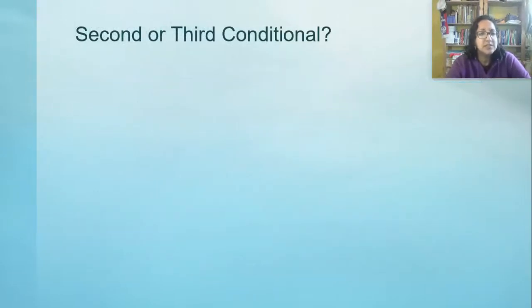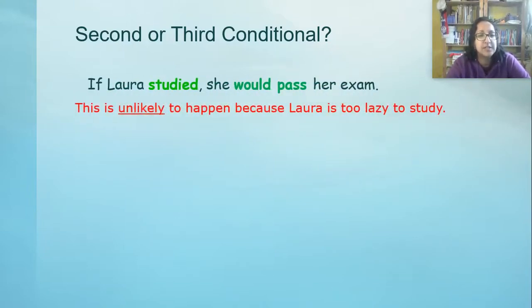Now, what's the difference between the second and third conditional? A lot of people do still get confused. Let's look at this example. If Laura studied, she would pass her exam. This is not likely to happen because Laura is too lazy to study. She doesn't like studying.